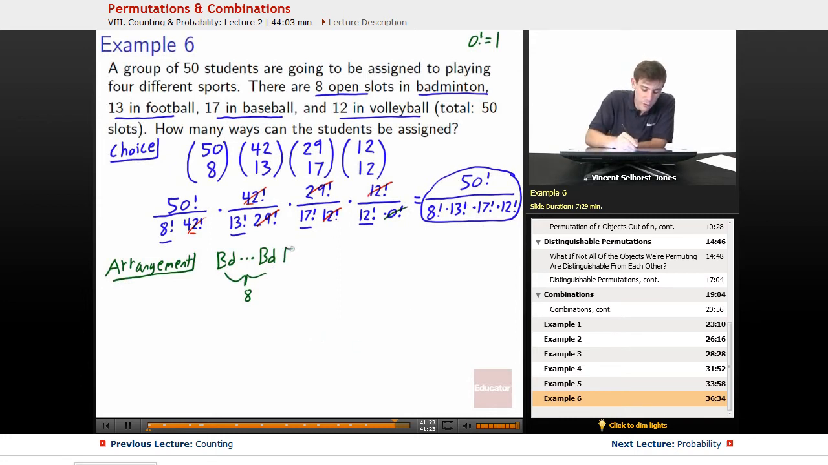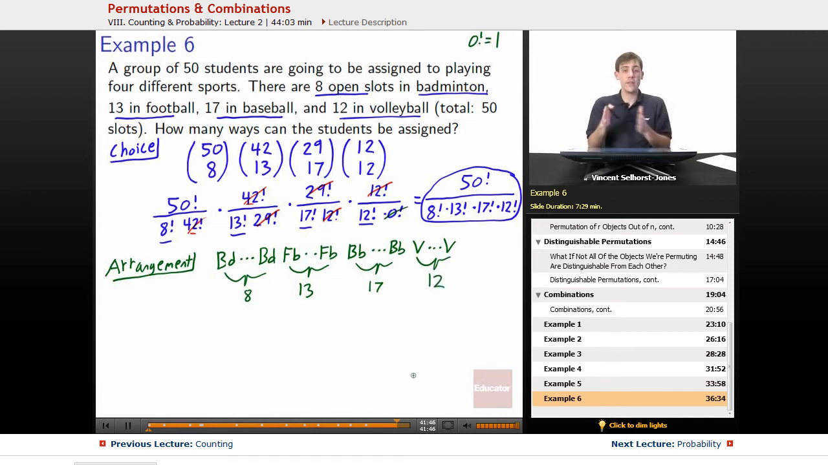And then we've got our football cards. How many football cards do we have? Well, we've got 13 football cards. How many baseball cards do we have? Well, we've got 17 baseball cards. And then how many volleyball cards? We've got 12 volleyball cards. So we can think of this as these cards.